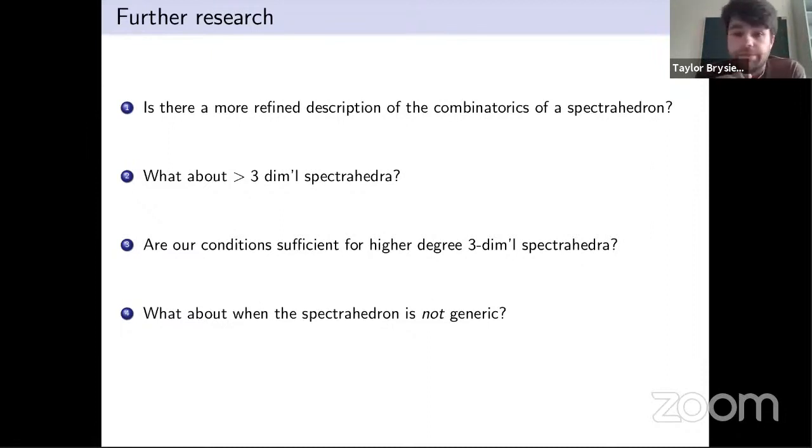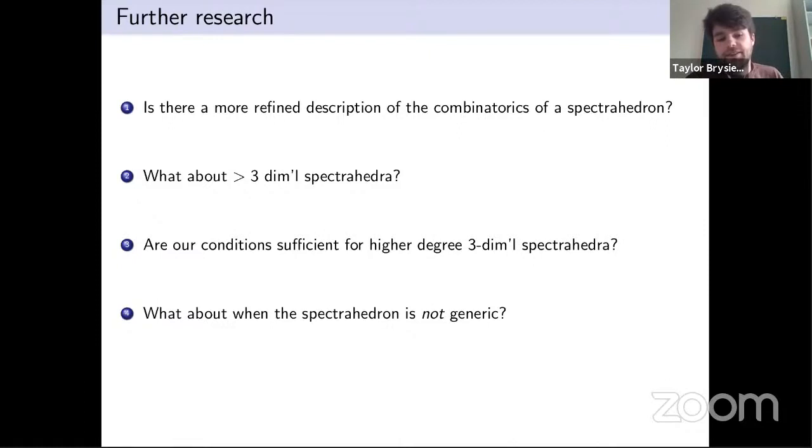What about three-dimensional or larger than three-dimensional spectrahedra? I haven't looked at those at all. I'm not so sure if any work has been done on a notion of combinatorics of these things. Our conditions are necessary for all of these three-dimensional spectrahedra of any degree. But just as we had to find examples for the quintic case, you could try to find examples for the degree 6 case or higher, or even better, you could prove that these are all sufficient conditions for all degrees.